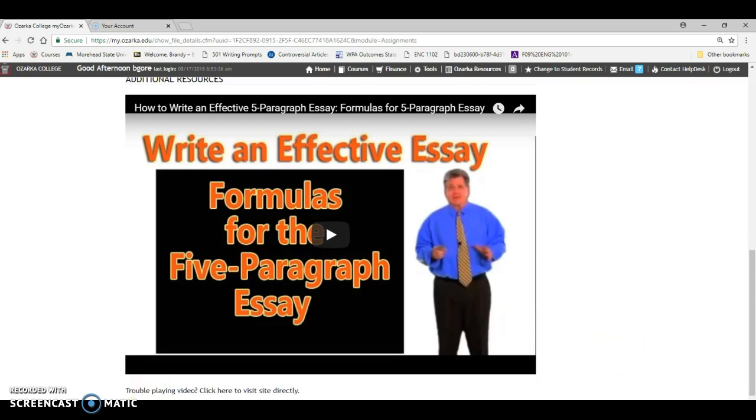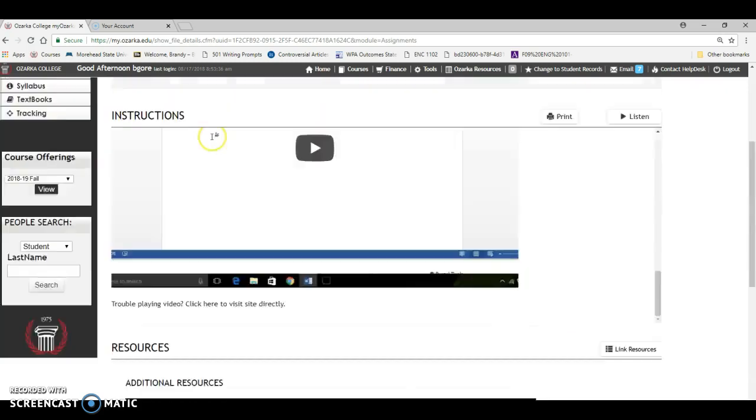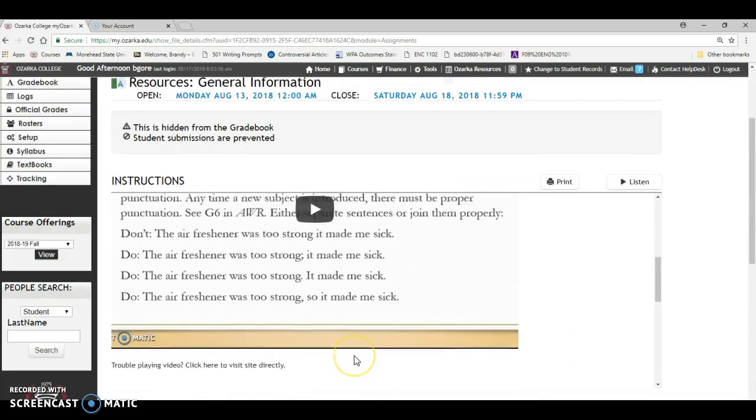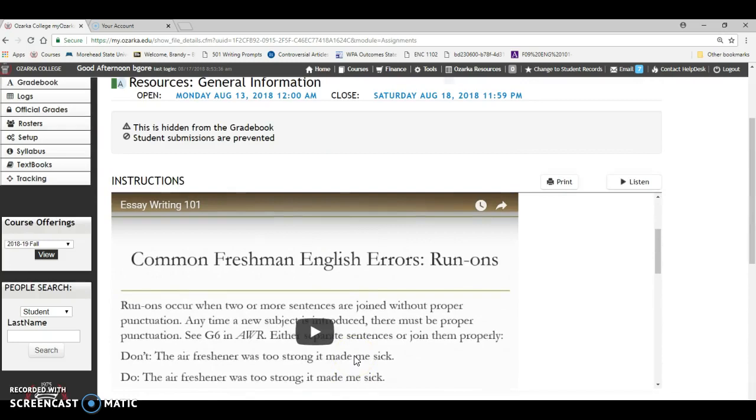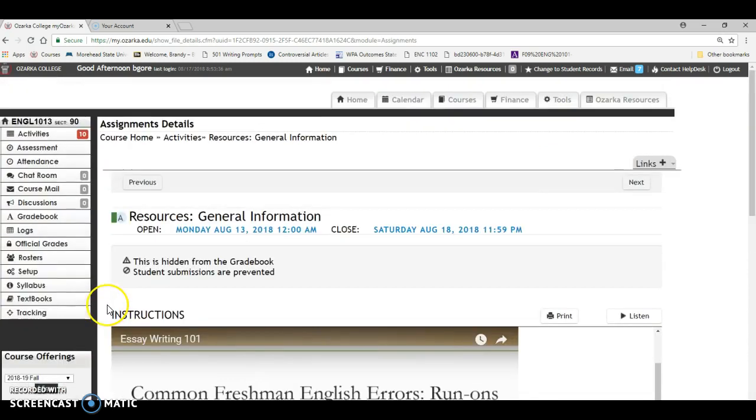And then there are some other links down here. Some of them may actually be repeated links. These are just resources to help you, especially if you're struggling with anything. You can look around there.